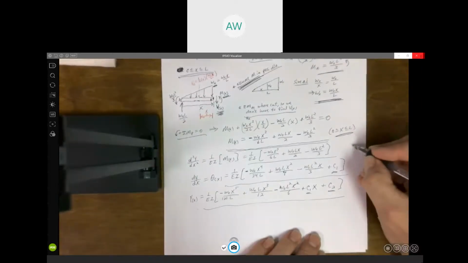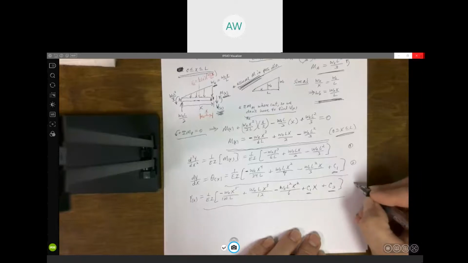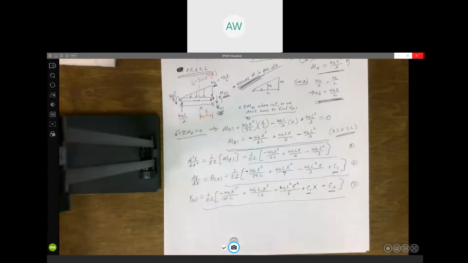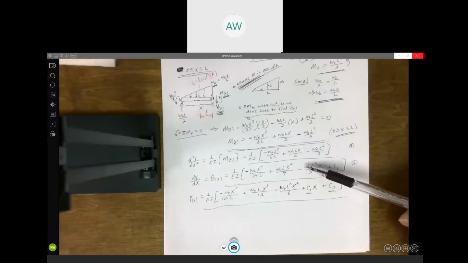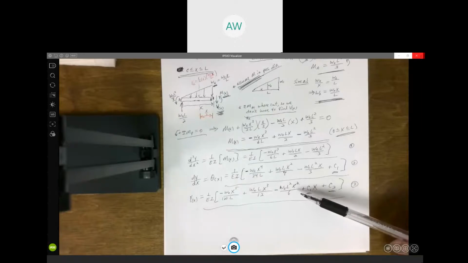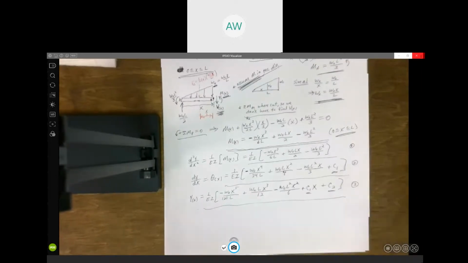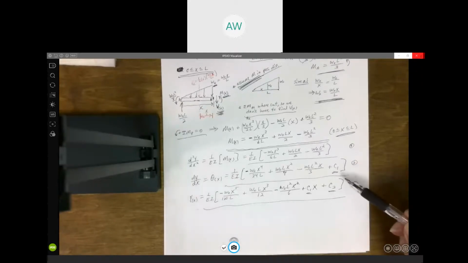All right, we'll call this 1, 2, and 3, just for identification purposes, because I may run out of room here at the bottom and have to go over to a new sheet. Any question at this point, how we took this moment equation and integrated once to get the equation for the slope, and integrated again to get the equation for the actual displacement or deflection of this beam? So now all we have left to do is see if we can apply our boundary conditions to determine what those constants are.